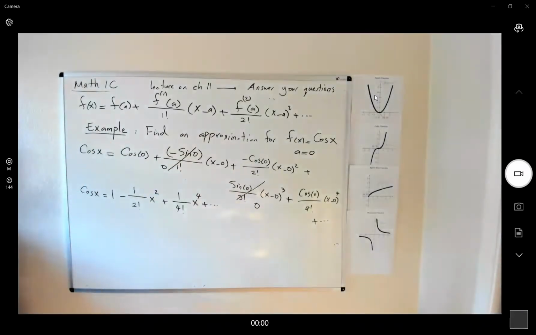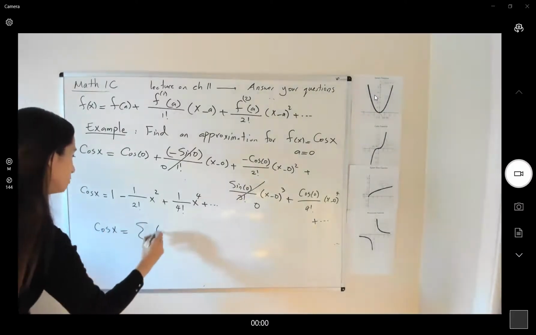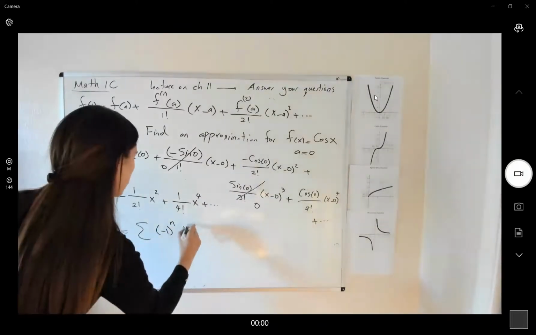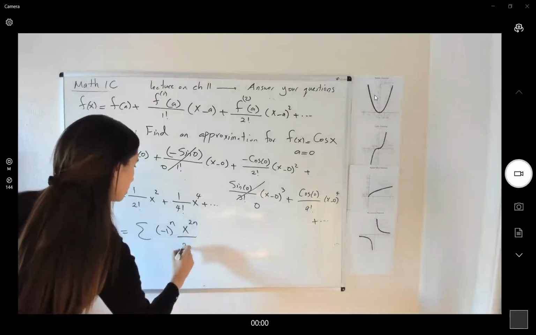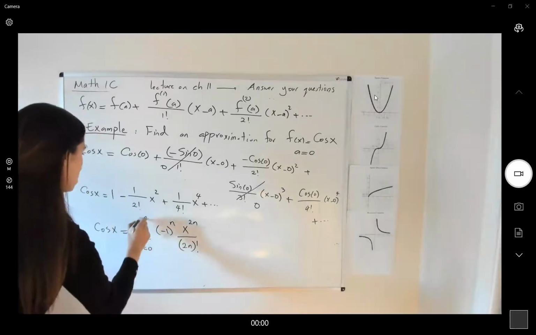Okay, you can simplify this and rewrite cosine of x as the sum of negative 1 to the n, x to the 2n, divided by 2n factorial, and n starts from 0 and goes to infinity.